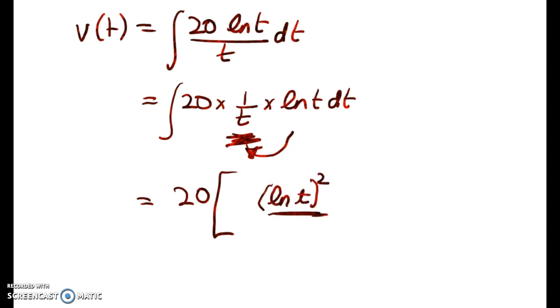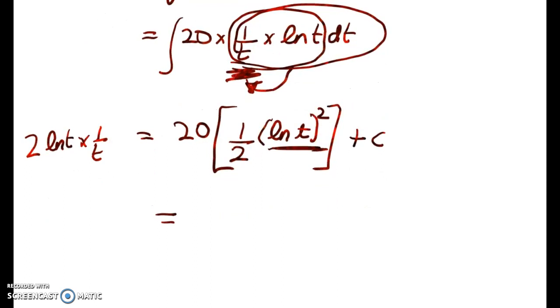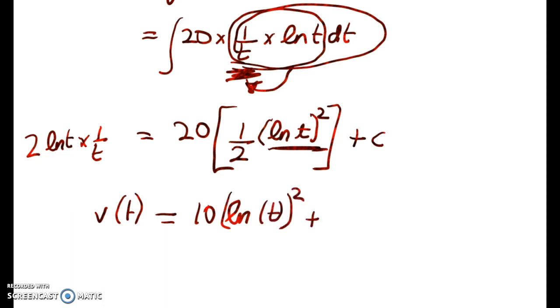Now look at that and think about what happens when we differentiate this. We end up with 2 log of t times 1 over t, which is just about what I want here, but I don't want the 2. So I divide through by it. So that's what we get, plus c. And that gives me an expression for velocity, which is 10 times the log of t squared plus c.